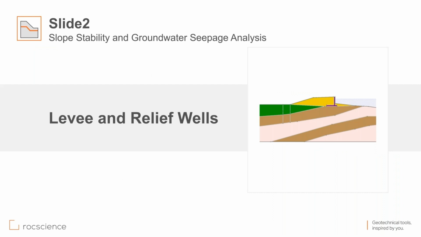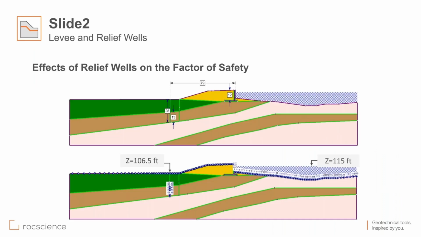Now, let's do some examples here. The first one is a levee and relief wells. What we are looking at here is a levee, the yellow material, and we have a sheet, a retaining wall as well. And the water level in upstream is standing at the elevation 115 feet, and downstream you have the seepage face, and the elevation is 106.5. We are looking at the effect of having the relief wells, or not having them. What is the effect of it on the flow of the water, and what is the effect of that on factor of safety?